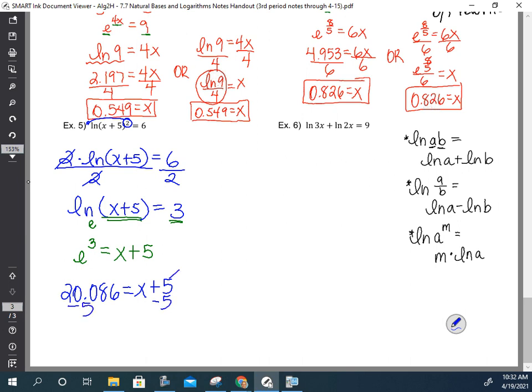Subtract your 5, 15.086 equals x. So again, it's not an overtly difficult problem. Any questions with 5 before we finish up with number 6?